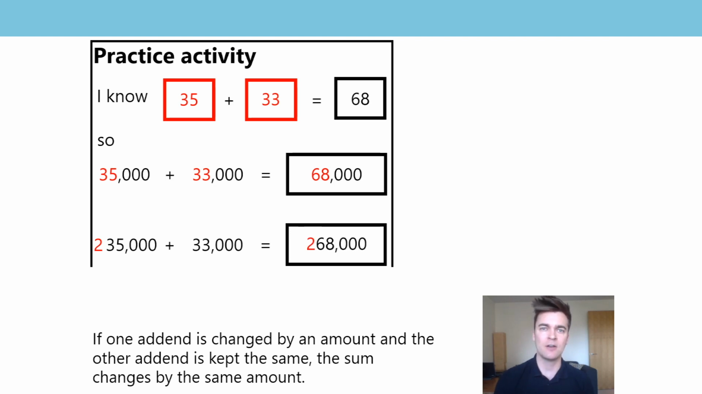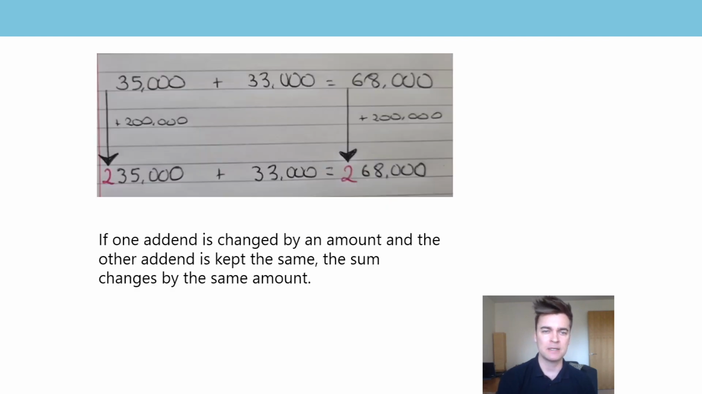268,000. Hold up for me any jottings or working out or diagrams that you used as part of showing me how you solved this part of the problem. Have a look at mine, compare the two. Have we all shown the increase of 200,000 to the addend and then to the sum, with one addend being kept the same?